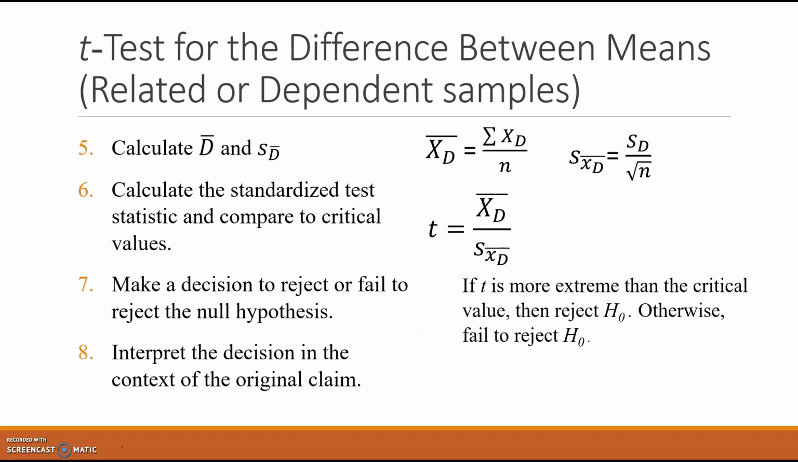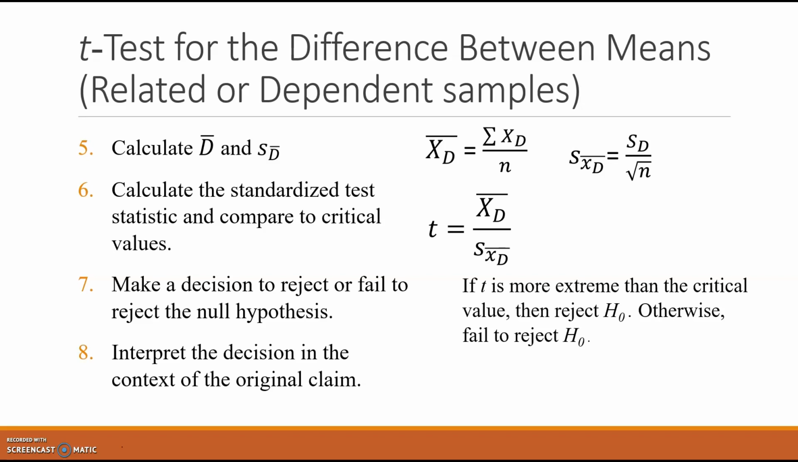Calculate D and S sub D. Once you get the differences, that should be X bar sub D again. I apologize, and S sub X bar sub D. Ignore the stuff on the left. Look at the right. Those are your formulas, okay? Sorry, I adapted this from a prior class, and it turns out that every statistics text uses their own abbreviation. Calculate the standardized test statistic compared to the critical value. Again, focus on the stuff on the right there.